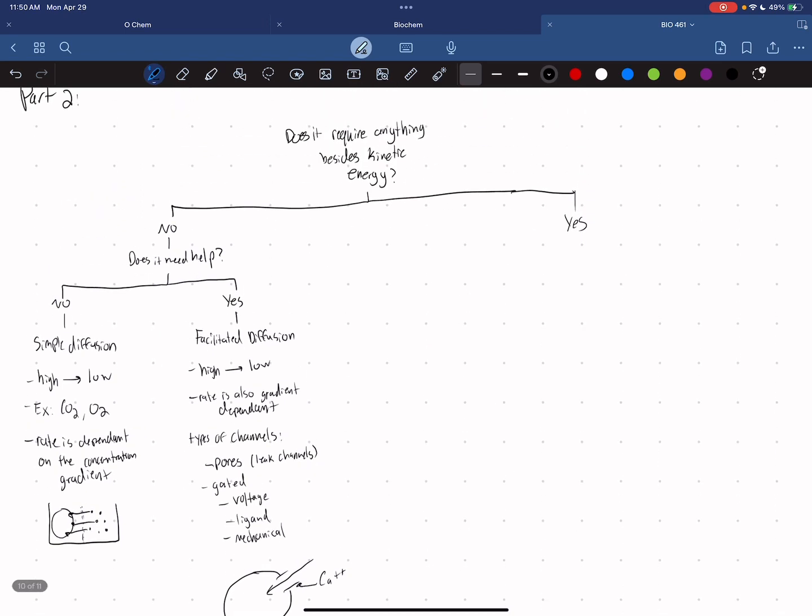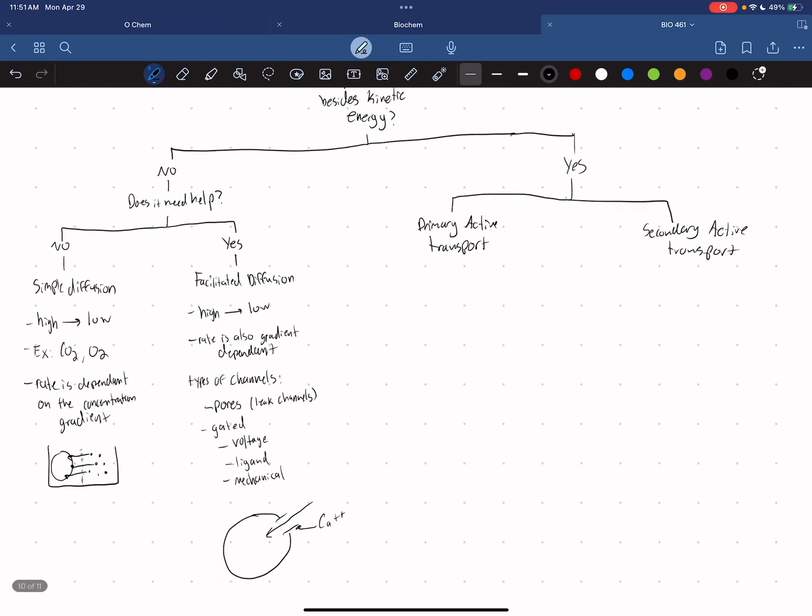So going back up to this question here, does it require anything besides kinetic energy? If the answer is yes, then we have two different types of active transport. So this we will talk about primary active transport and secondary active transport.